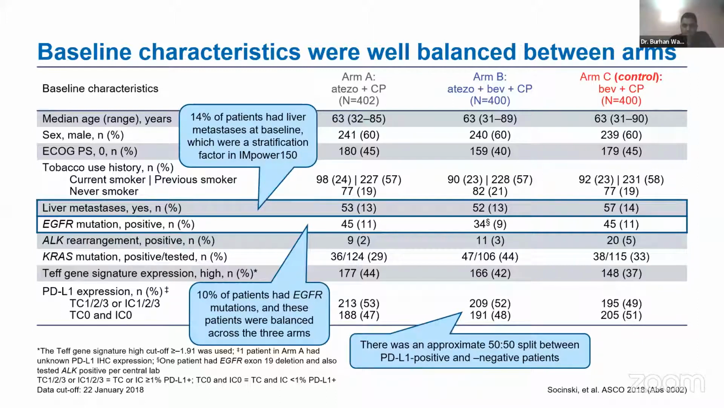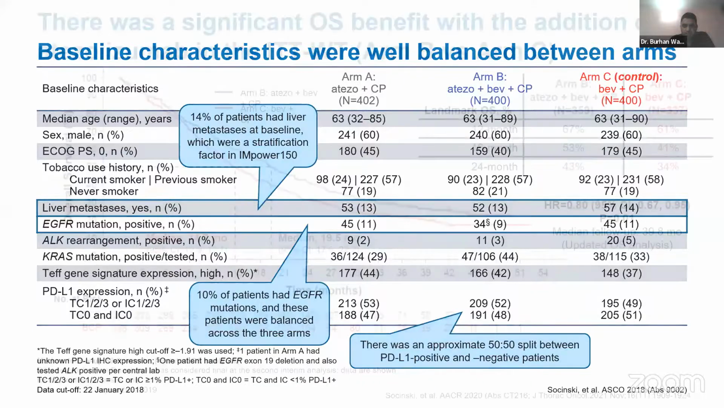Then the study also enrolled patients who had EGFR mutations, and almost 10% of the patients had EGFR mutations, and they were also balanced across the various arms. Besides that, the study also enrolled patients as far as the PD-L1 status was concerned. Both PD-L1 positive as well as PD-L1 negative patients were enrolled, almost a 50 to 50 ratio across the various arms.